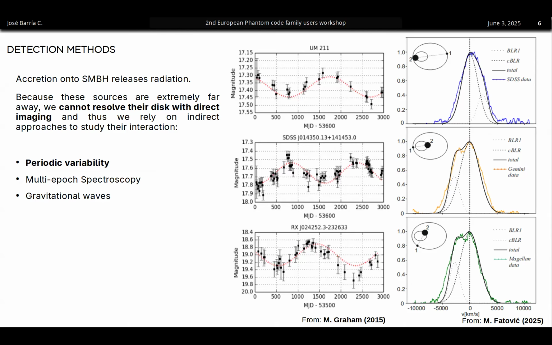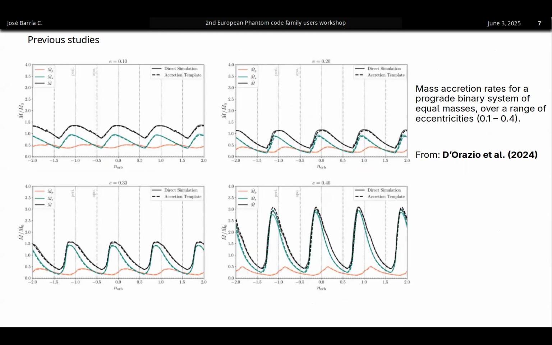So as previous studies, we have the study from Orazio in 2024, in which he modeled different mass accretion rates for different configurations. In this case, they had a whole range of eccentricities and directions of the circumbinary disk. Here I'm showing you a binary system with a prograde disk. And the first thing you notice is that for low eccentricities, you have a low mass accretion rate compared to high eccentricities. But also one component, in this case the secondary component, accretes much more than the other one.